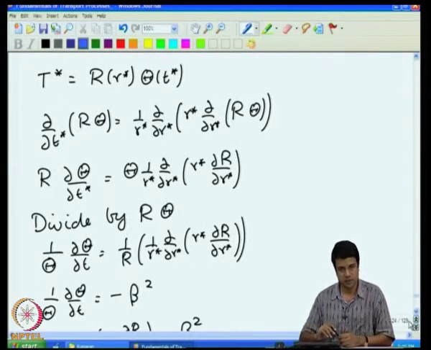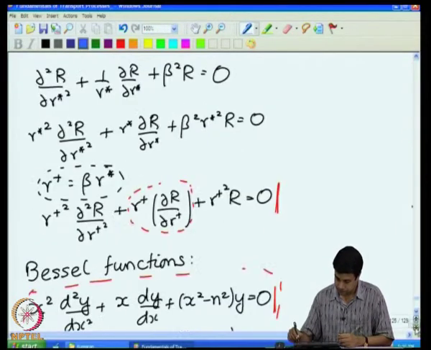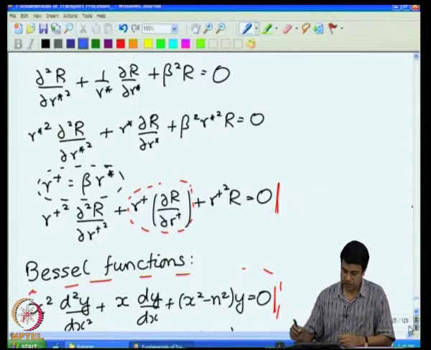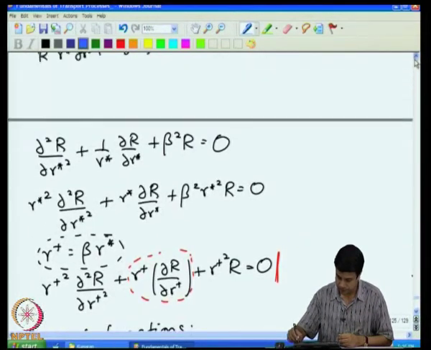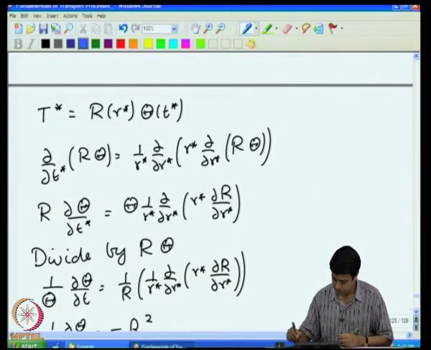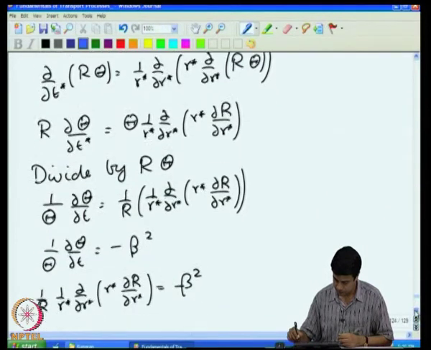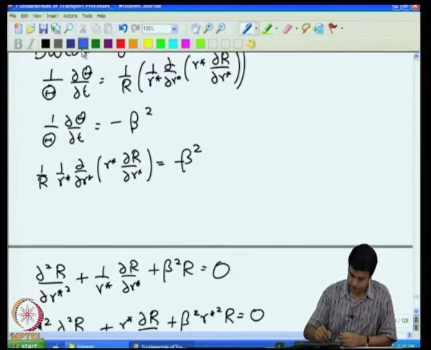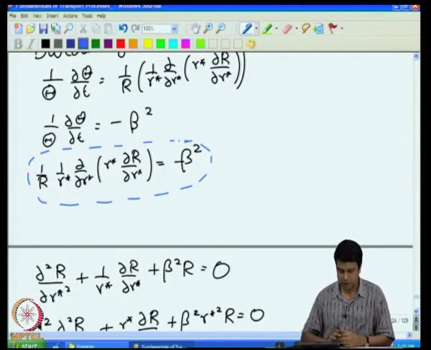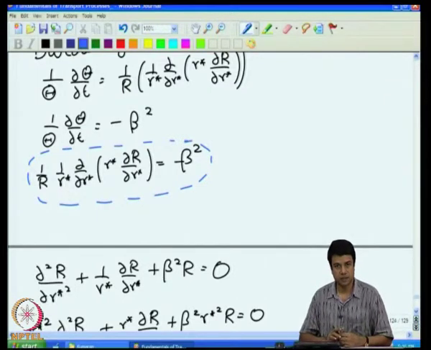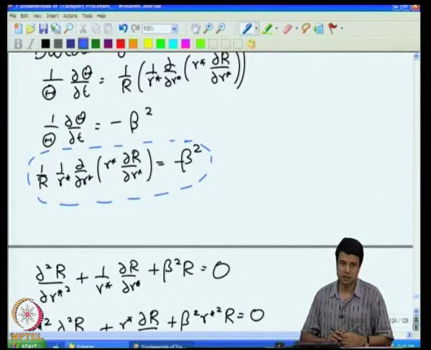So, we did the separation of variables procedure, separated out into a function of r and a function of t, and we got differential equations for r and for t. This is the differential equation for theta, where beta has to be a constant. We took the constant as negative because we required that theta has to go to 0 as t goes to infinity. Only if the constant is negative will theta decrease exponentially as t goes to infinity.